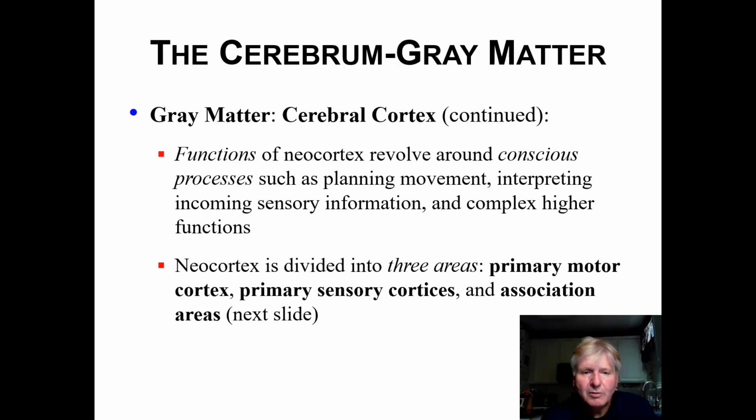So the functions of these neocortical neurons in your cerebral gray matter revolve around conscious processes like planning movements, interpreting incoming sensory information, which is what we refer to as perception, and some of your complex higher mental activities like abstract thought and logic. The neocortex is also divided into 3 areas: the primary motor cortex, the primary sensory cortex, and then the association areas.